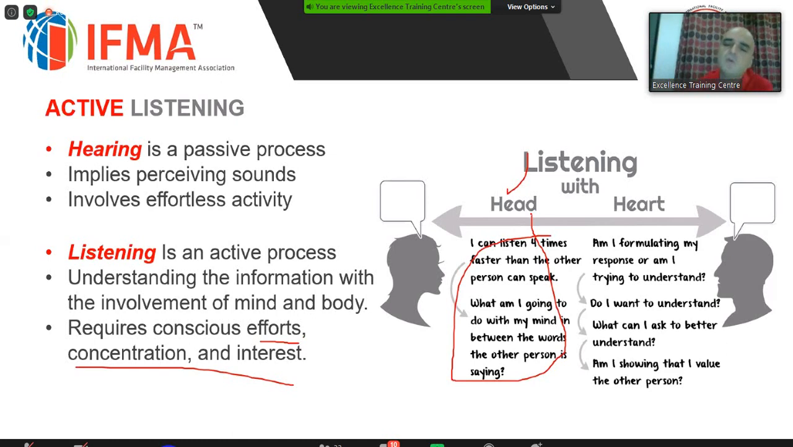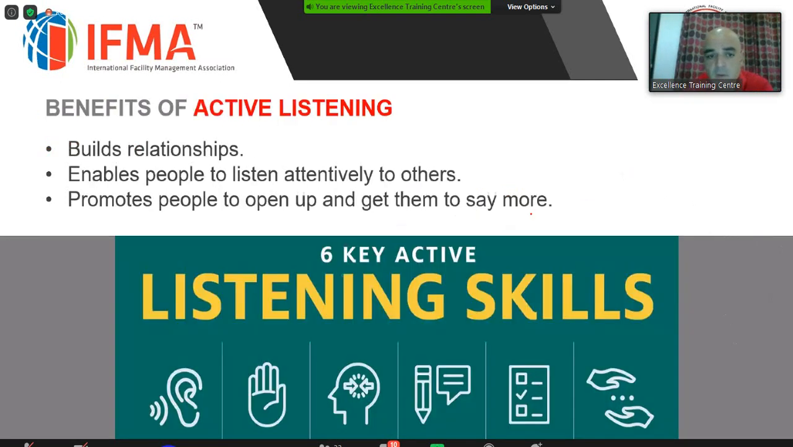You can measure it on yourself. We all have this friend, or maybe you are this friend, who is known to be a very good listener. A very good listener is a person who actively listens to you and is compassionate to what you're talking about. So if you have a problem, usually you have a friend who you will go and share everything with. Why? Because they're a good listener. Active listening is good because it builds relationships, it enables attentiveness to others, and it encourages people to open up and say more.